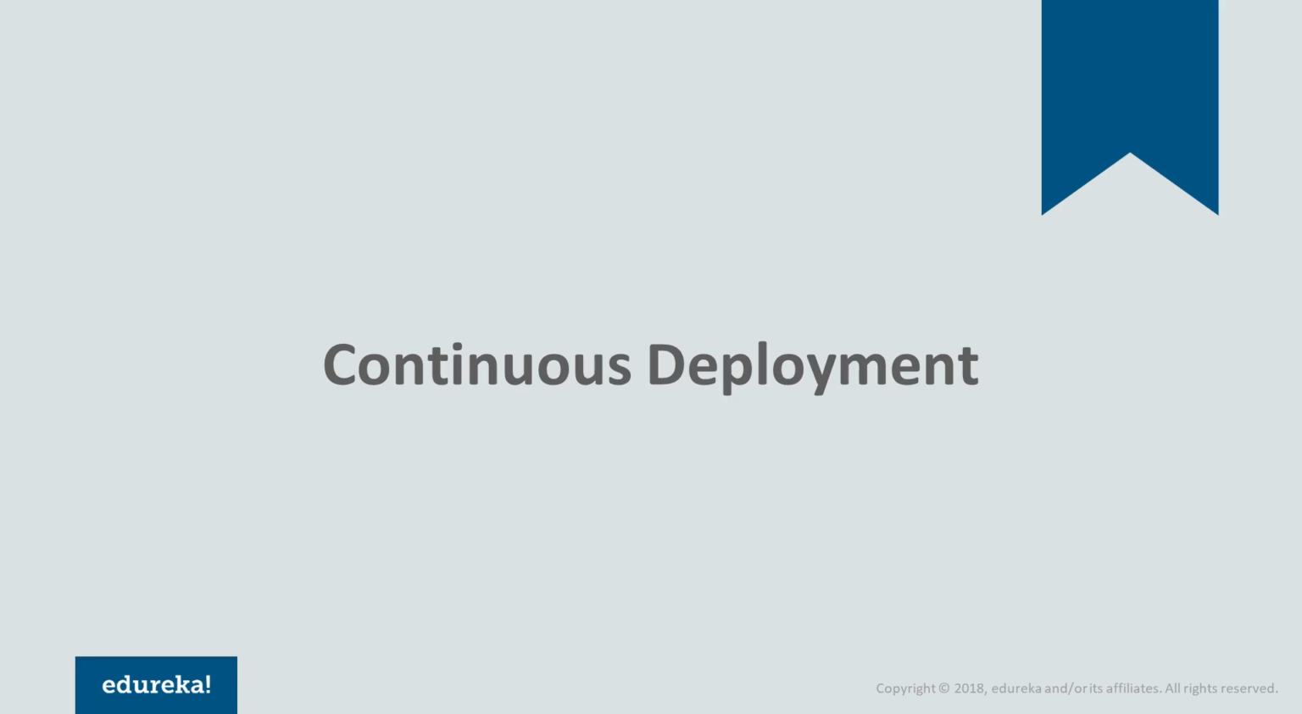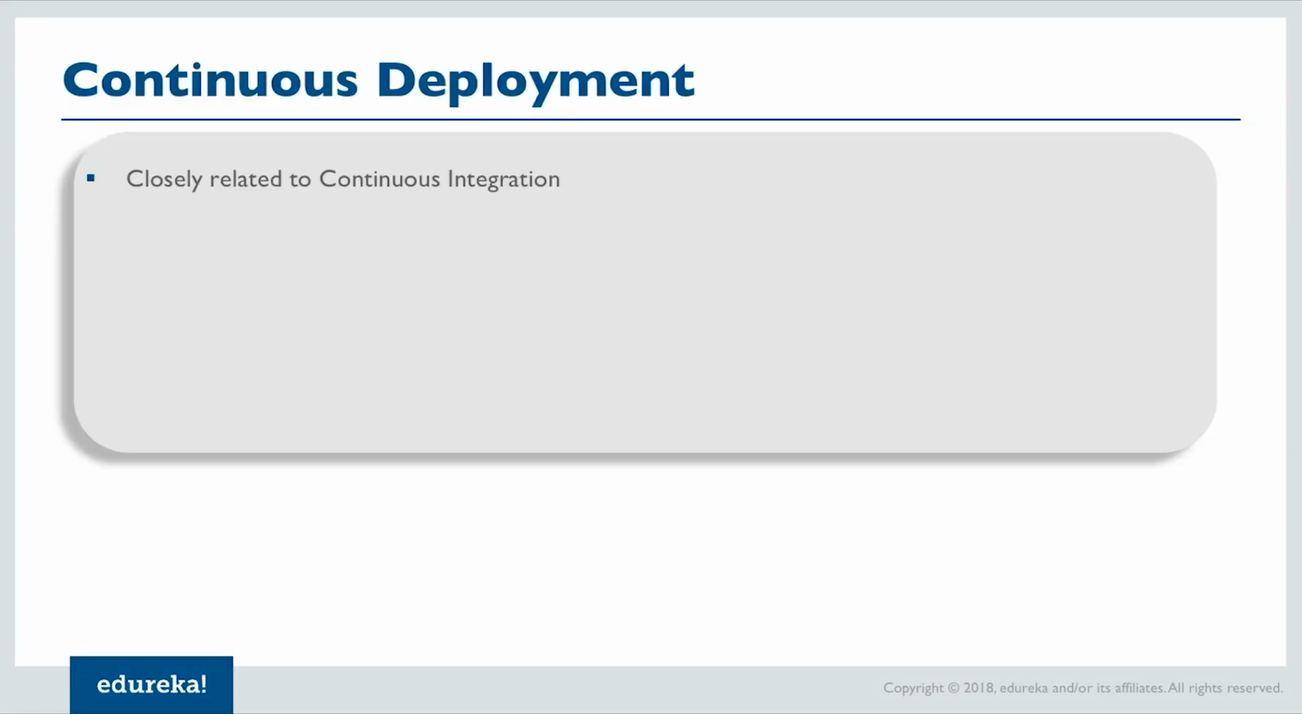Now, it will be a logical time to discuss continuous deployment, because continuous deployment is a concept which actually follows continuous integration in a CI/CD pipeline. So what exactly is continuous deployment all about? First of all, it is very closely related to continuous integration, and it refers to the release into production of software that passes the automated tests.